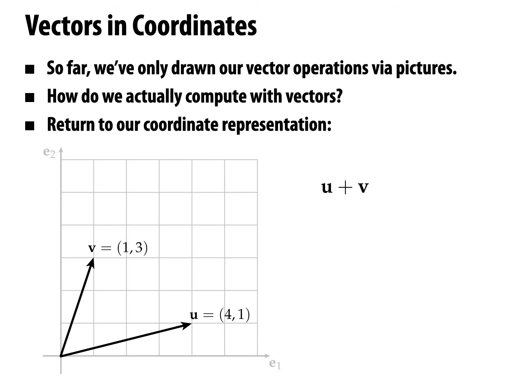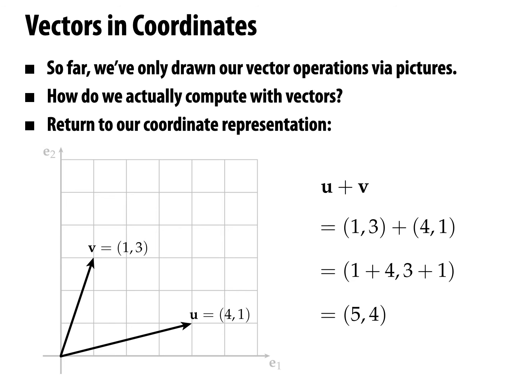Well, I just expand it in coordinates. So I replace u with this list 4, 1 and v with the list 1, 3. And I add 4 to 1 and 1 to 3 to get 4 plus 1, 1 plus 3, which is 5, 4. If I then go ahead and plot these numbers on the Cartesian coordinate axes, I get this vector, u plus v equals 5, 4.